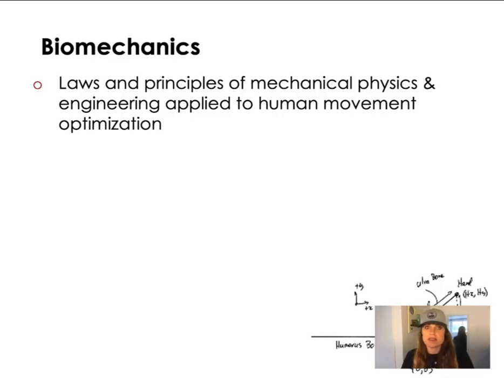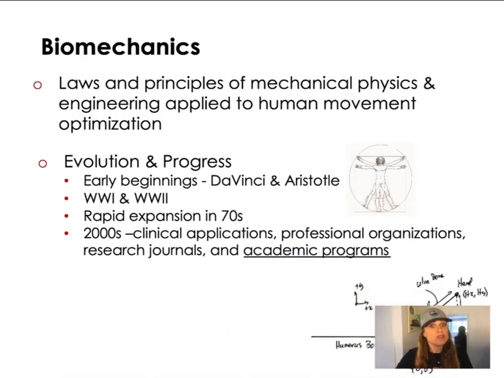So biomechanics studies the laws and principles of mechanical physics and how to optimize human movement. And that's an important part we'll talk more about when we get to talking about ENS research. The goal of biomechanics and ENS research is to optimize human movement, to make it as efficient as possible, to make us less prone to disease from hypokinetic diseases and things like that. So biomechanics, the study of and evolution of.